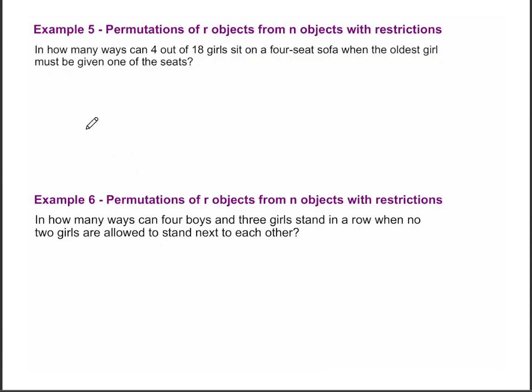Finally, the last 2 examples. In how many ways can 4 out of 18 girls sit on a 4-seat sofa when the oldest girl must be given one of the seats? So again, currently we have 18 people, but we have 17 girls and 1 oldest girl. And we have 4 seats, 1, 2, 3, 4. We're told that that oldest girl has to be in one of these seats. So she can be in the first one, the second one, the third one, or the fourth one.